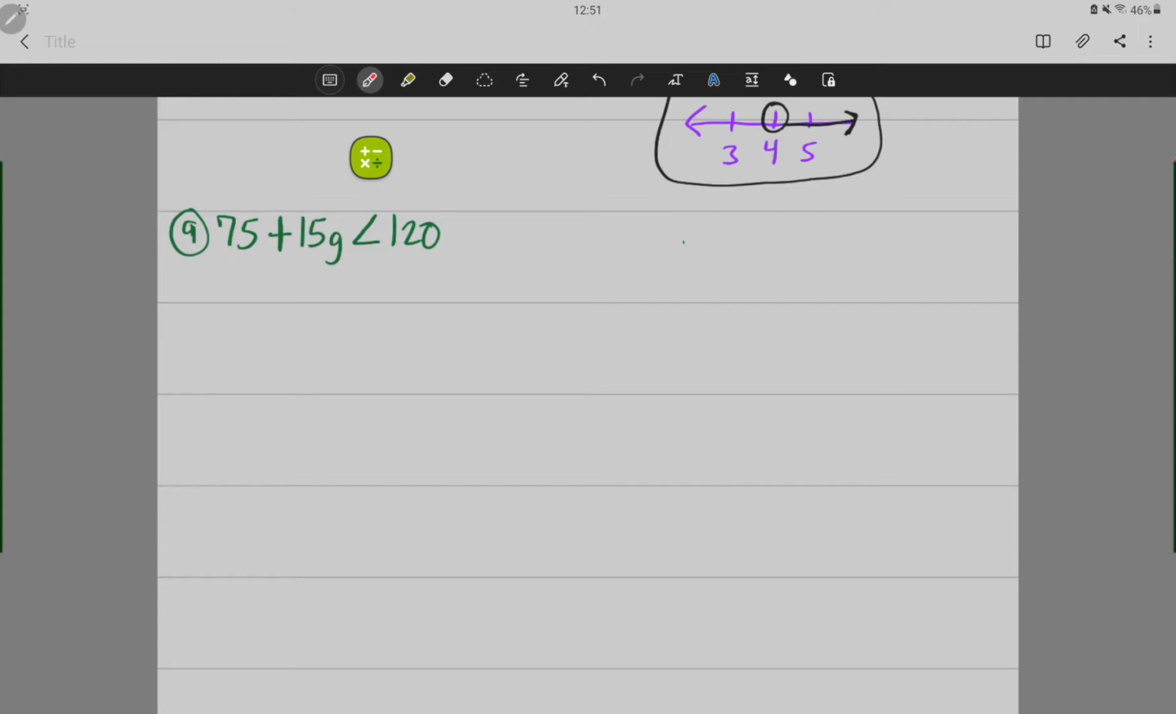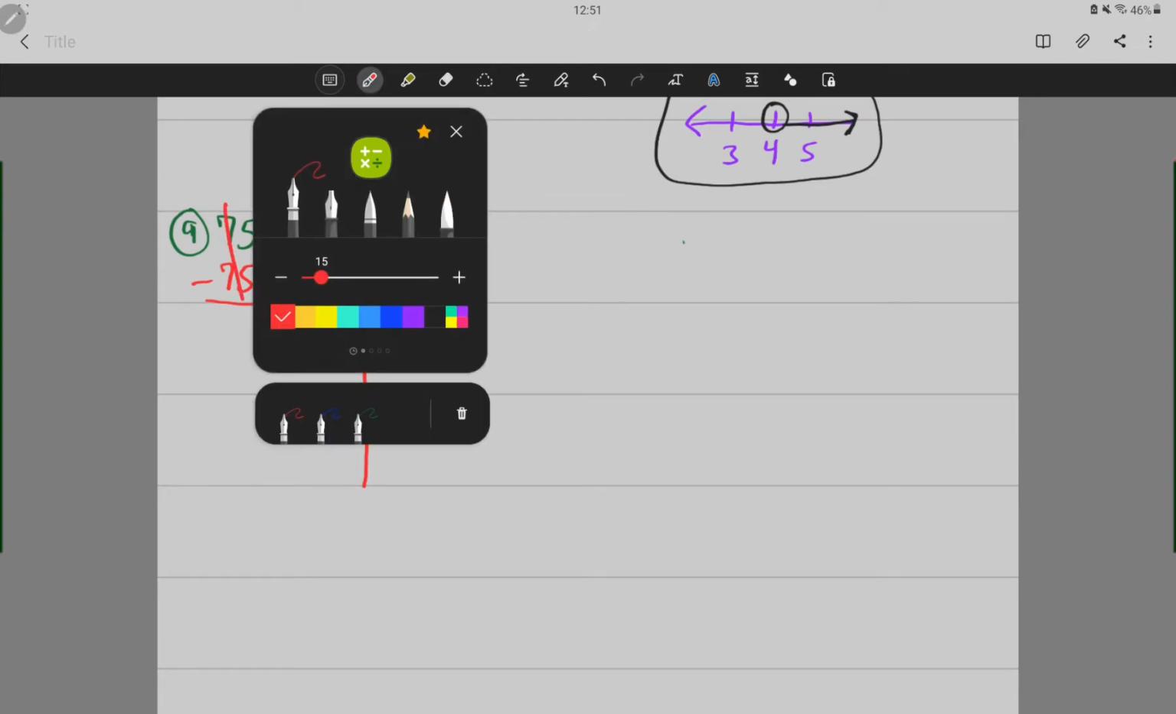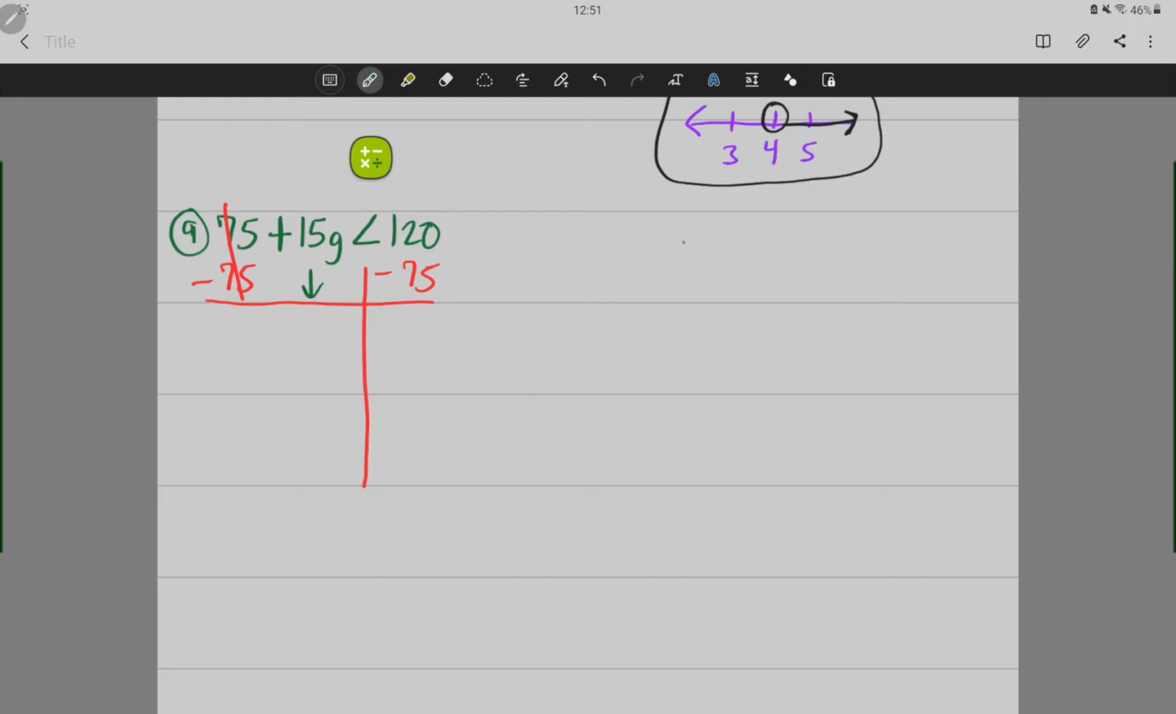Now time to solve. Well, we have the symbol. Let's draw a line. We want to get G by itself, isolated on the left side, but next to it, we see the constant. So subtract 75 on both sides. 75 minus itself is 0. We haven't done anything with the 15G yet. It's okay, bring it down. And our inequality symbol. 120 minus 75 is going to be 45.